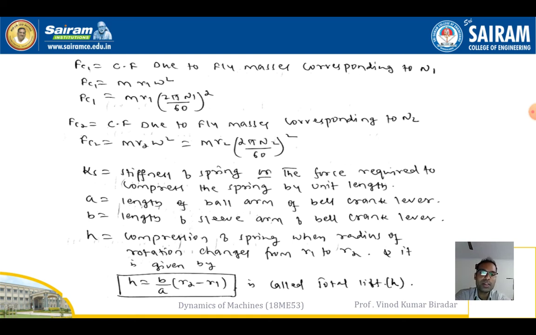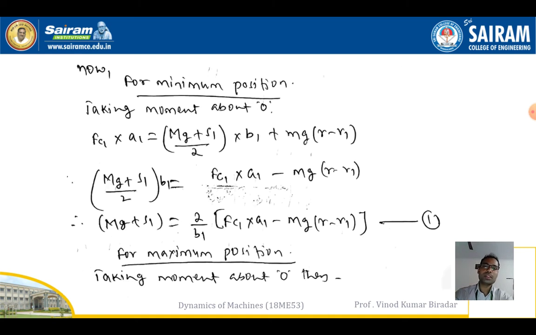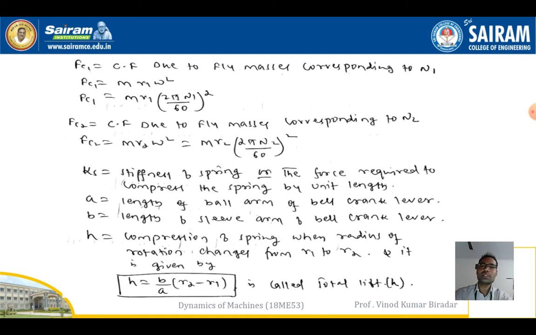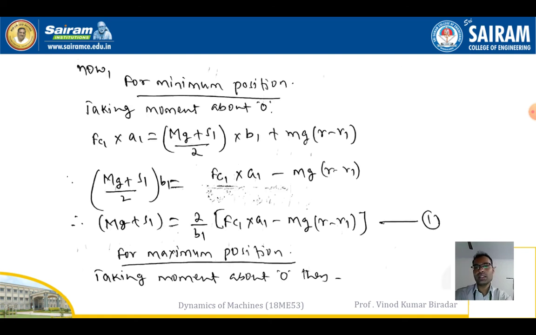Okay, so when the minimum speed is very low and the maximum speed is very high, that distance through which the sleeve is lifted is called the total lift, and it is given by h is equal to b by a into (r2 minus r1). Okay, so these are the terms we use to describe the Hartnell governor. Now let me derive the equations.